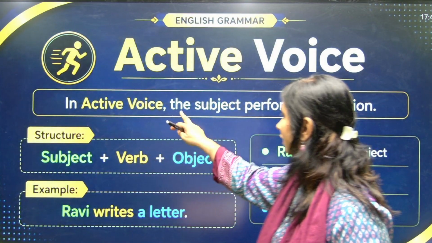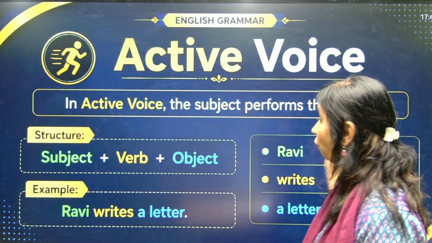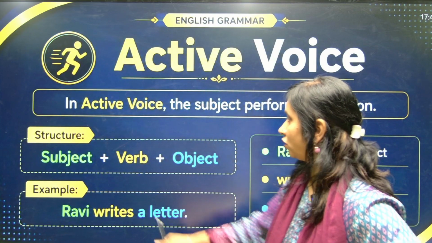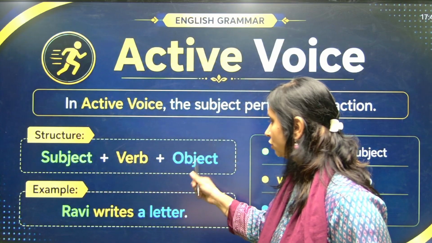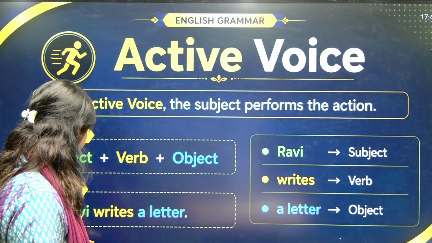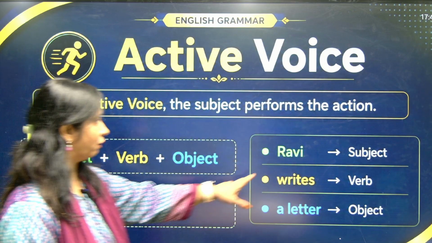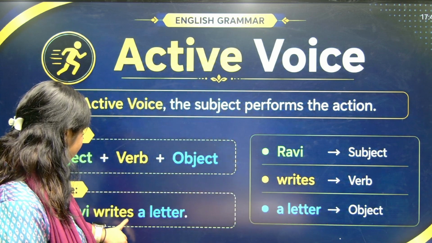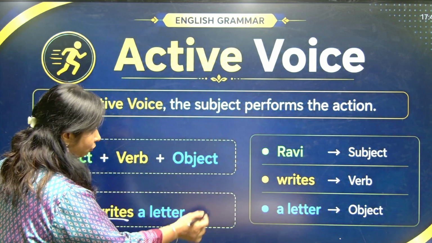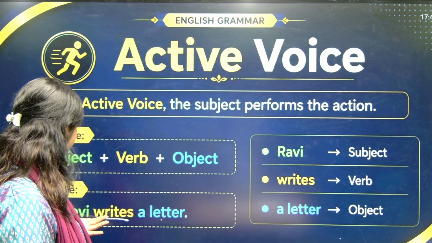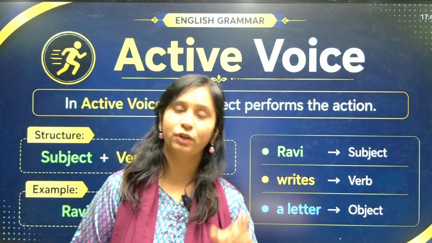What is active voice? Active voice is the voice where the subject performs the action. The structure of active voice is subject plus verb plus object. Now we'll start with an example. Ravi writes a letter. Ravi is doing the action. Ravi is the subject, and the verb is writes. And what is the object here? What is Ravi doing? Ravi is writing a letter. So Ravi is the subject who is doing the action.